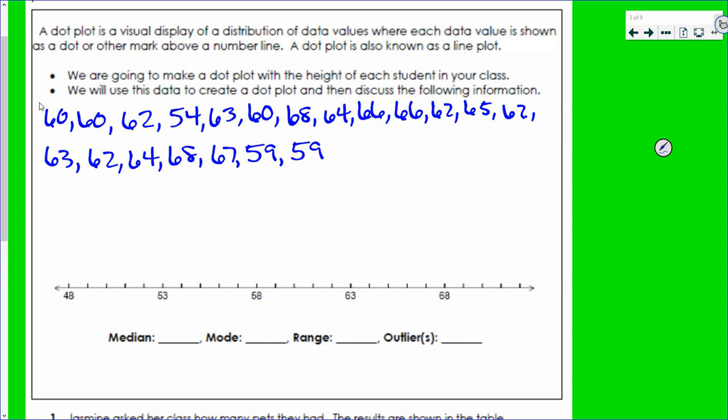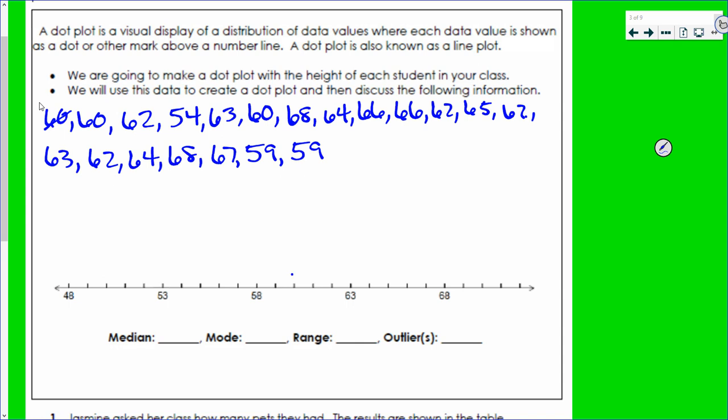Also, here's just kind of a Mr. Moore tip: don't totally cross your number out, because if you make a mistake, you need to be able to go back and actually see your data. So the way I do it, I say my first dot is at 60. I cross the 60 out. At 60, I make my first dot.